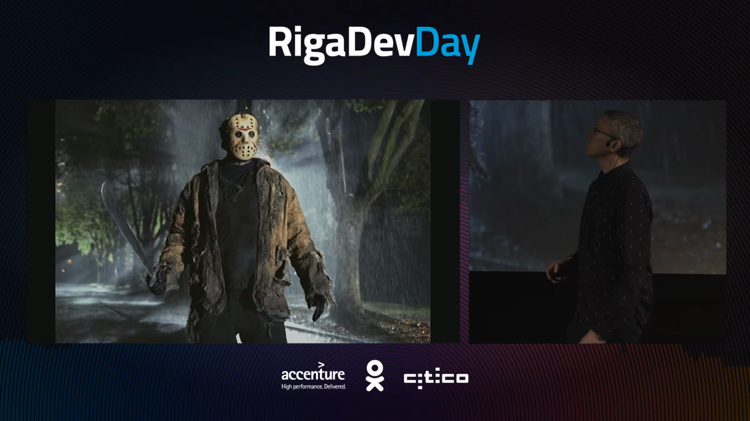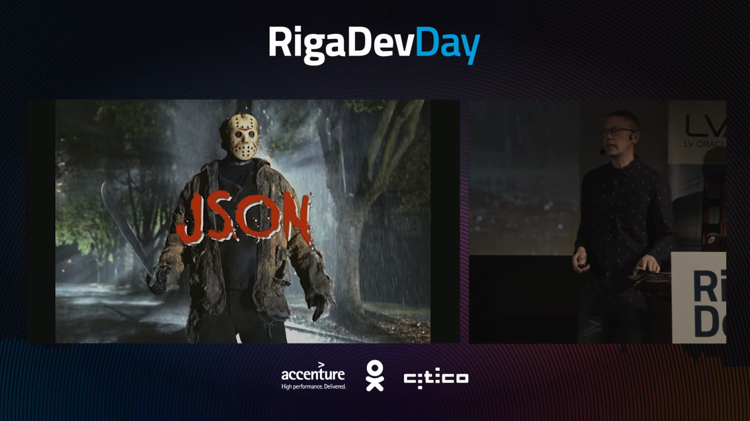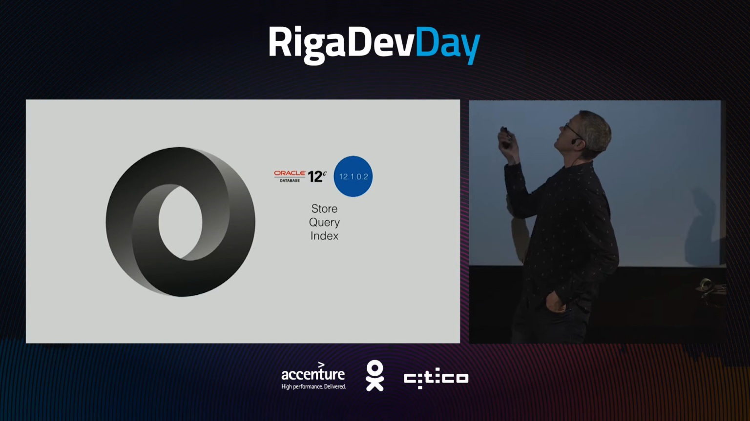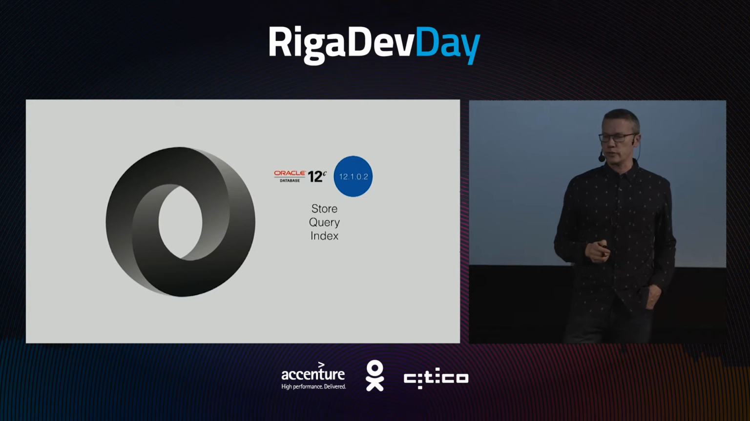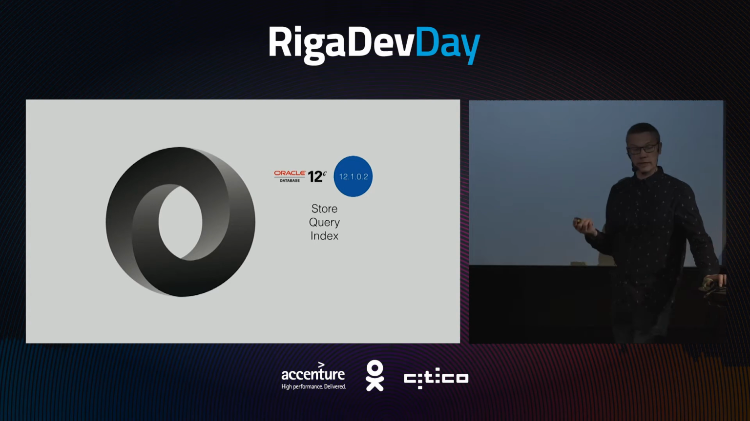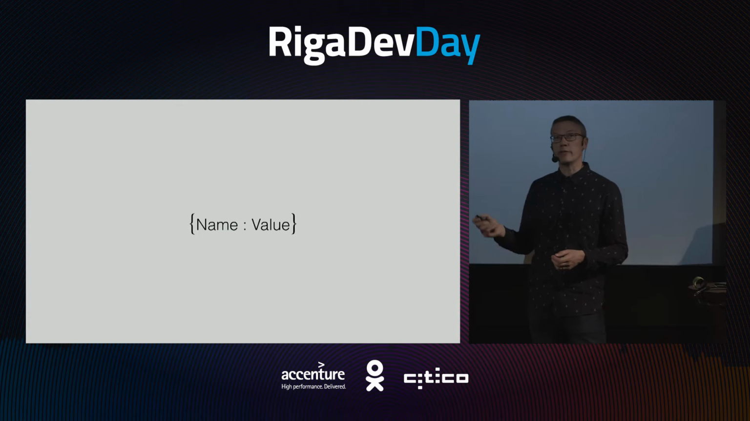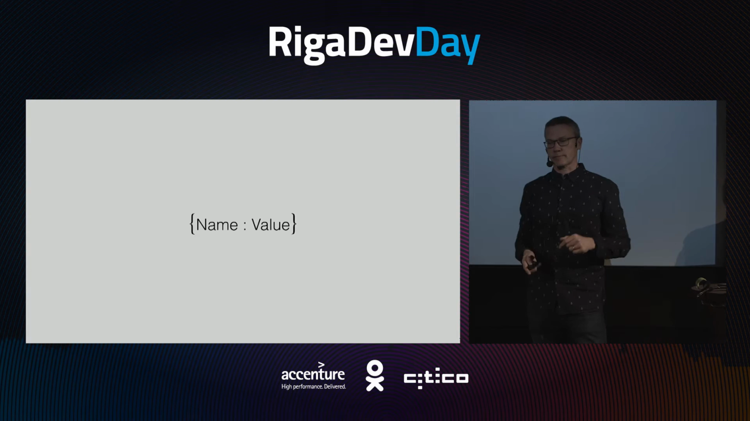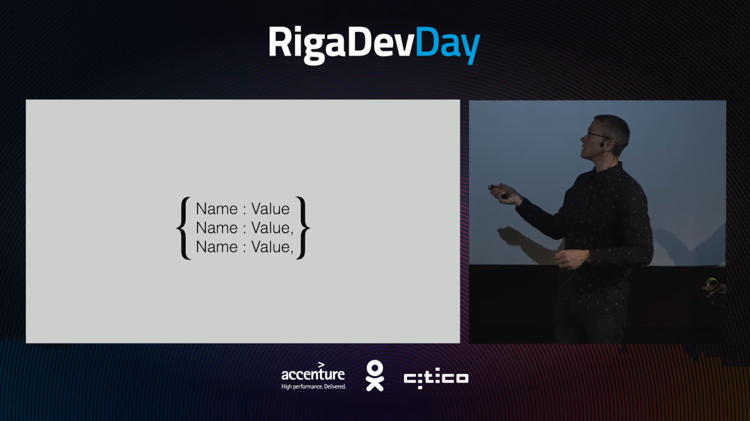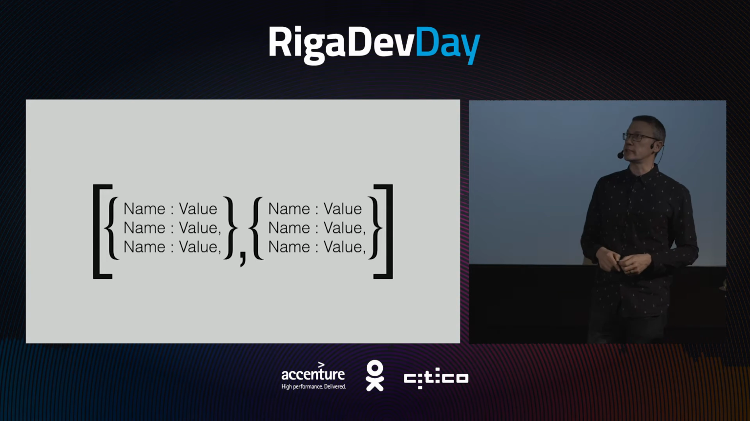Okay, JSON. They added JSON support in the patch release 12.1.0.2 for storing, querying, and indexing. It's in there. So what's JSON? JSON is basically name value pairs that you put in curly brackets. You can have multiple of those as long as they're comma separated, or you can have collections of these JSON types.